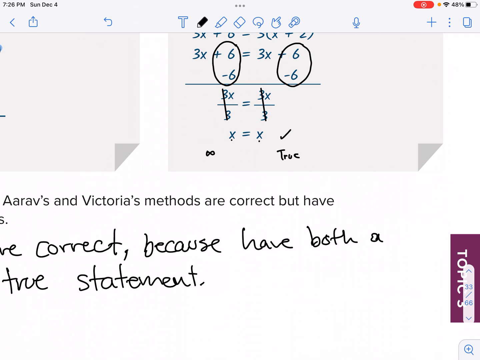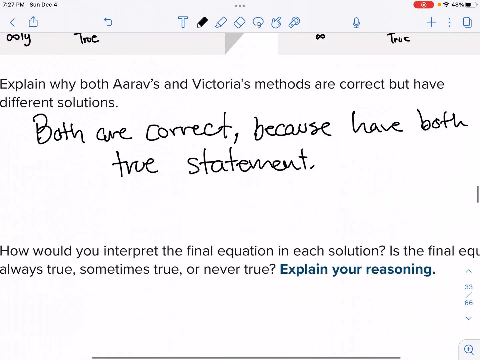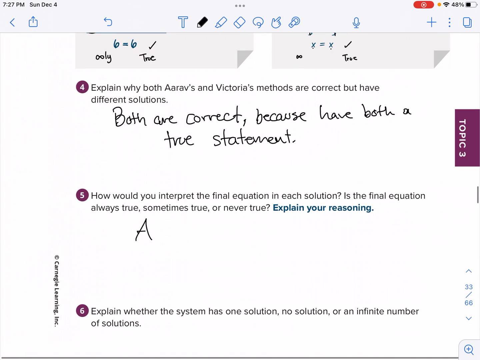And number 5, how do you interpret the final equation in each solution? Is the final equation always true, sometimes true, or never true? So is 6 equal to 6? Is that always, sometimes, or never true? This is always true. All right, 6 equal to 6, that's not going to be sometimes true. It's always.